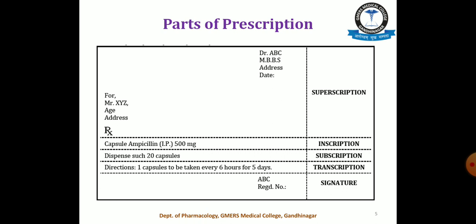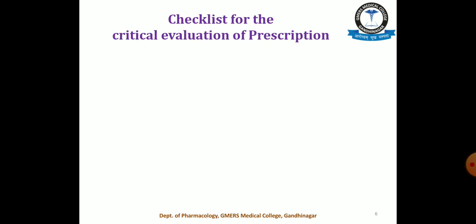Here you can see the different parts of an ideal prescription. In the superscription, Dr. ABC, his or her degree, address, date, for Mr. XYZ, age, address and RX. In the inscription, capsule ampicillin, ideally written in capital letters, capsule AMPICILLIN 500 milligram. Then in the subscription, instruction given to the pharmacist, that is dispense 20 capsules. Then in the transcription, instruction to the patient, 1 capsule to be taken every 6 hourly for 5 days. And lastly, signature of the clinician and his or her registration number.